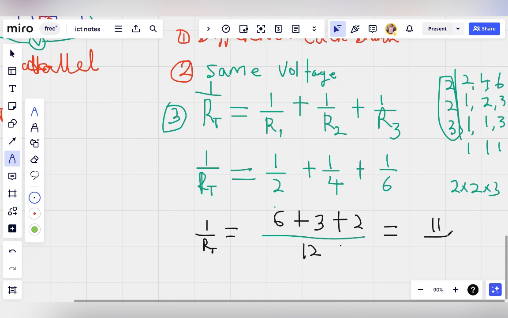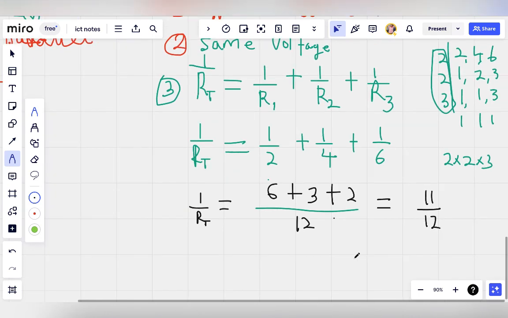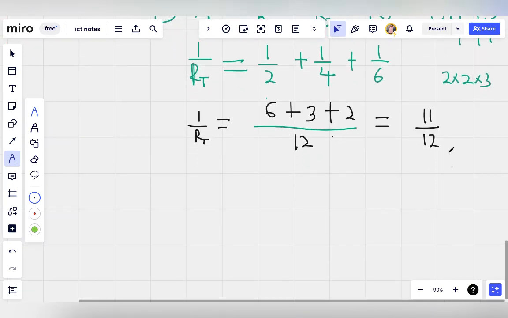This is not your final answer. Remember, this is 1 all over R total. Remember, we're looking for R total, not 1 over R total. 1 over R total is 11 over 12. Don't leave your answer like this. Hence, R total will be what? You flip. Right? R total will be, you flip. It will be 12 over 11. You don't need to do anything. Just flip whatever fraction you have. 12 divided by 11. And if you do this, you get 1 point something ohm. Let's assume 1.1, for example. Okay, you get that value.